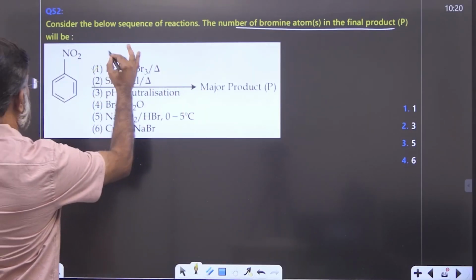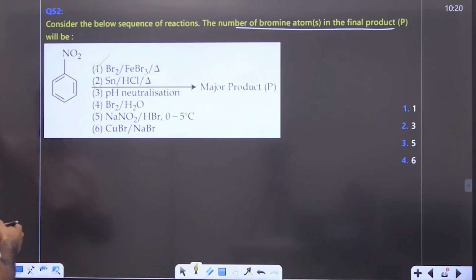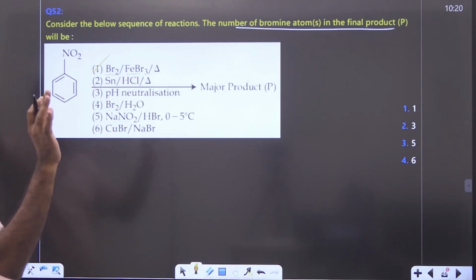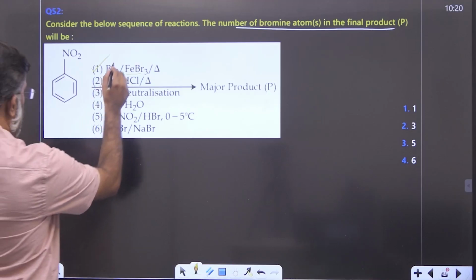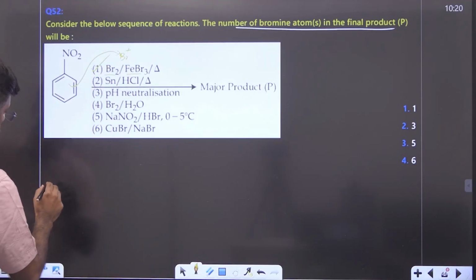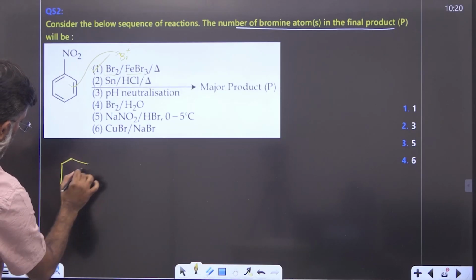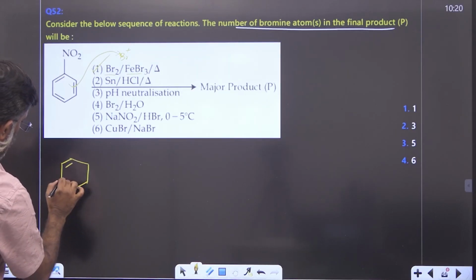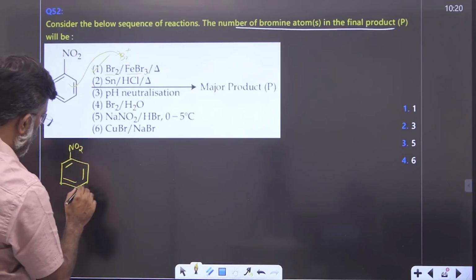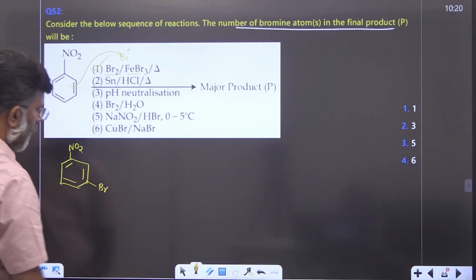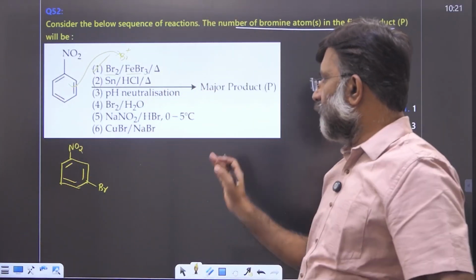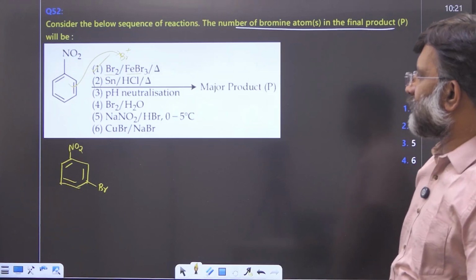So the first reaction. You are given nitrobenzene treated with bromine and a Lewis acid. So it will be ESR, electrophilic substitution reaction. This will produce Br plus and it will be attacked by the benzene ring. Since the nitro group is meta-directing in nature, you get a bromine at the meta position after the first reaction.